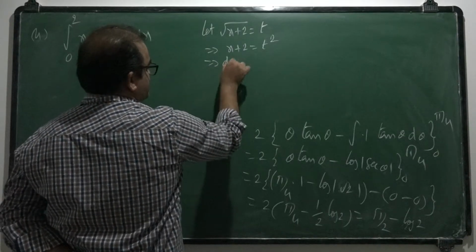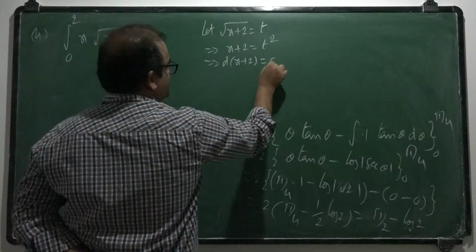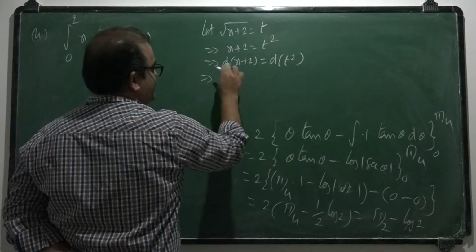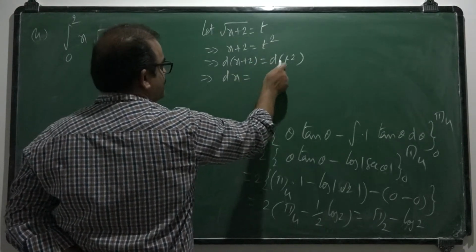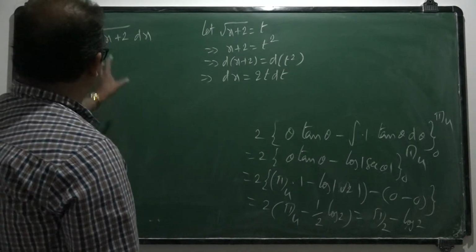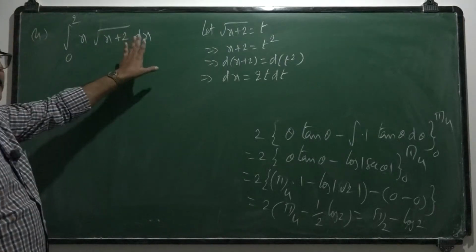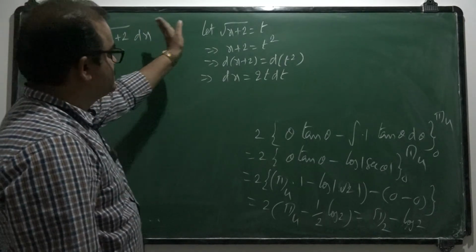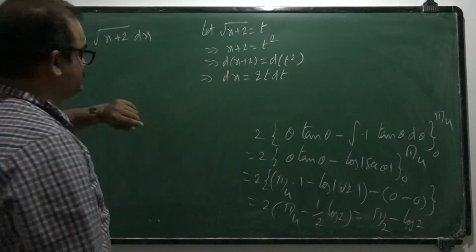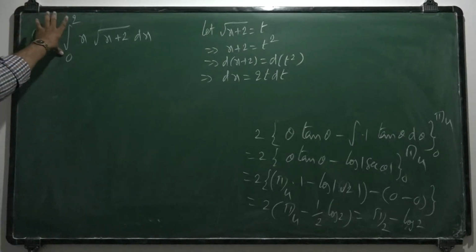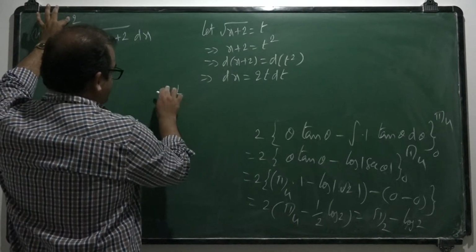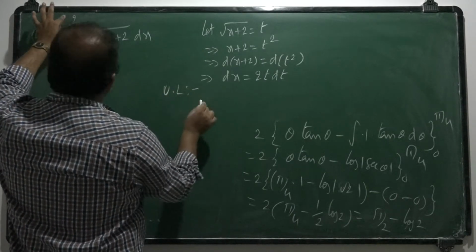Taking derivative on both sides, derivative of x plus 2 is equal to derivative of t square. Derivative of any constant 0 is equal to derivative of t square 2t into dt. Now the given problem is in terms of x. We want to change it in terms of t. Then you must change the limits also. These are the limits to x. What is the upper limit? Upper limit is taken as UL. X is equal to 2.